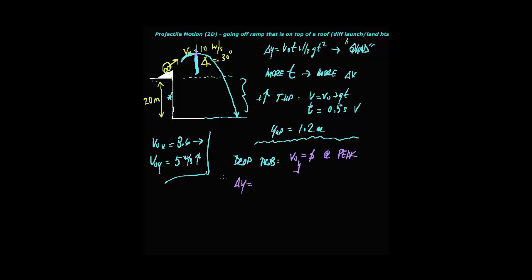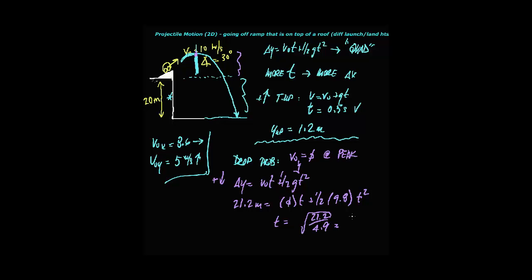I like to use this equation for drop problems. We'll call positive down because everything is going down. It's a half gt squared. We know the distance it's going to fall. It's going to fall back 1.2 meters plus the additional 20, so that's 21.2 meters. It's from rest, so it's 0 plus half 9.8, gravity is positive, and t squared. And here we find the time is going to be 21.2 divided by 4.9. Take the square root of that. That's for a little over 2 seconds, 2+ seconds.